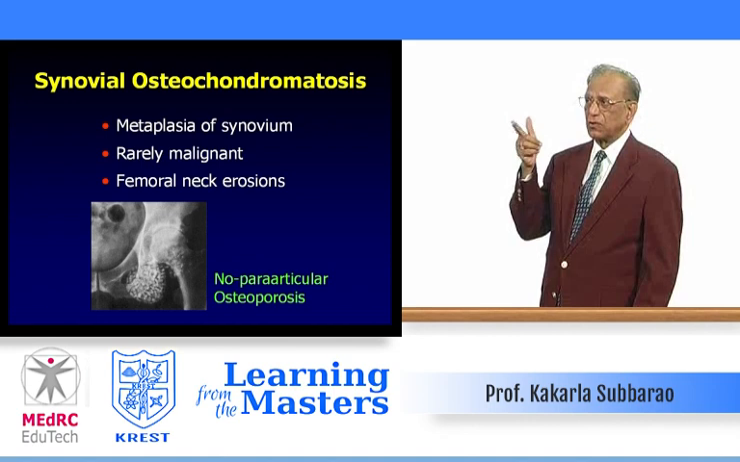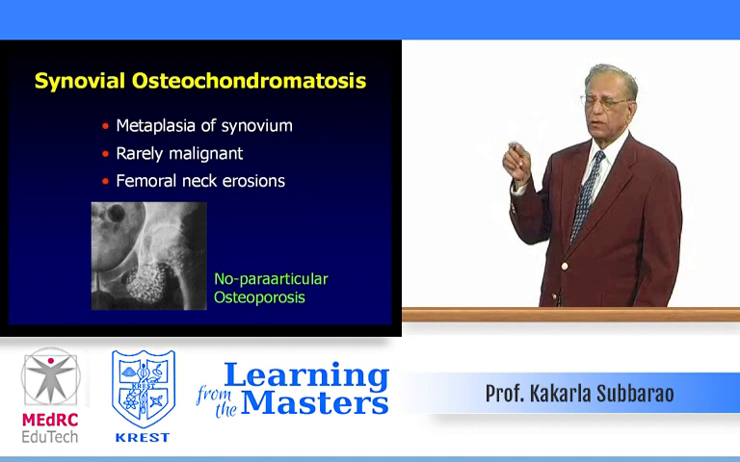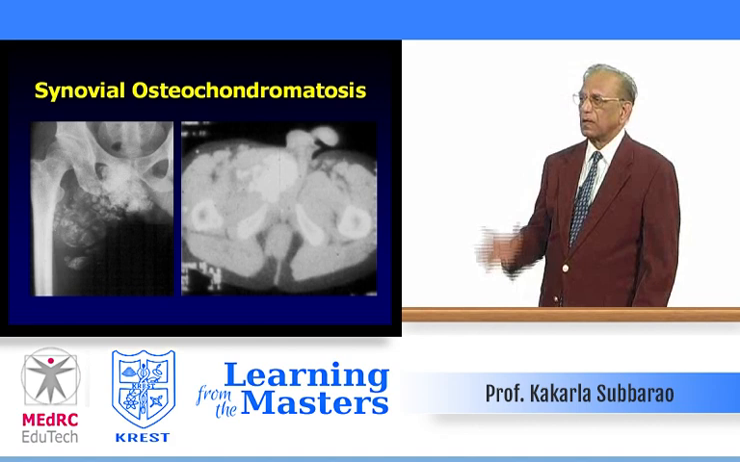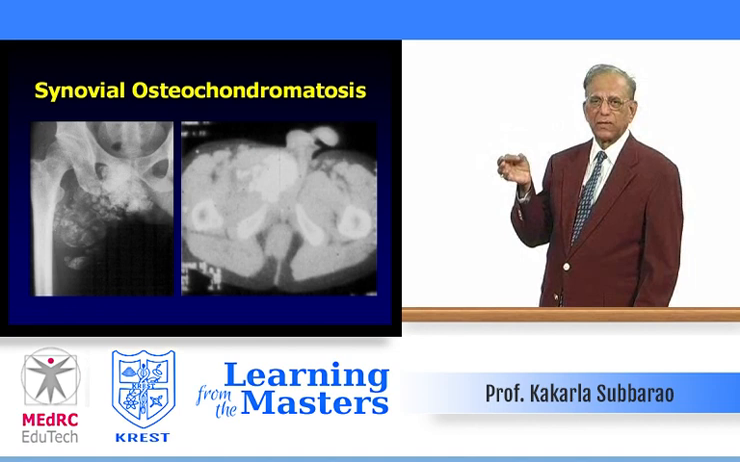Here, the osteochondromatosis is not in the hip joint, it is in the synovium. Metaplasia of the synovium in the bursa; rarely they become malignant. And occasionally one may see secondary erosions of the neck of the femur. Another example, almost extending into the proximal thigh, not only nodular, these are curvilinear types of calcifications, rounded, nugget-like, arc-like calcification, classical of chondromatous element.